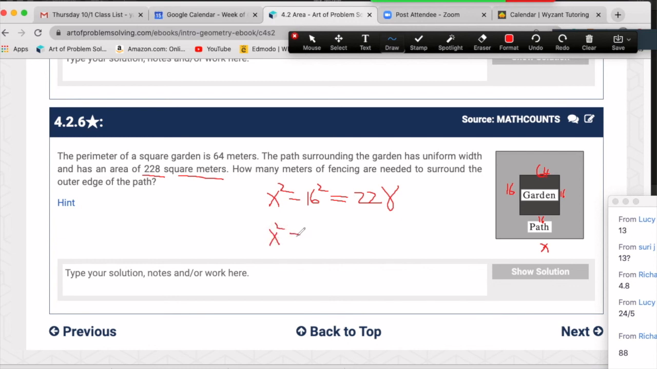You get x squared equals 228 plus 16 squared, that's 256, together 484. Square root, you get x equals 22, right? Because 484 divided by 4 is 121, that's 11 squared, then times 4, then square root, x equals 22. So x equals 22, then 22 times 4, that's 88. So time is up. We can stop here. Then see you next time.